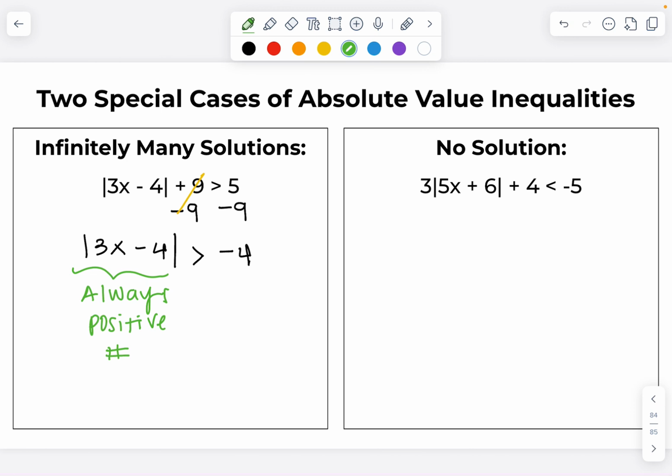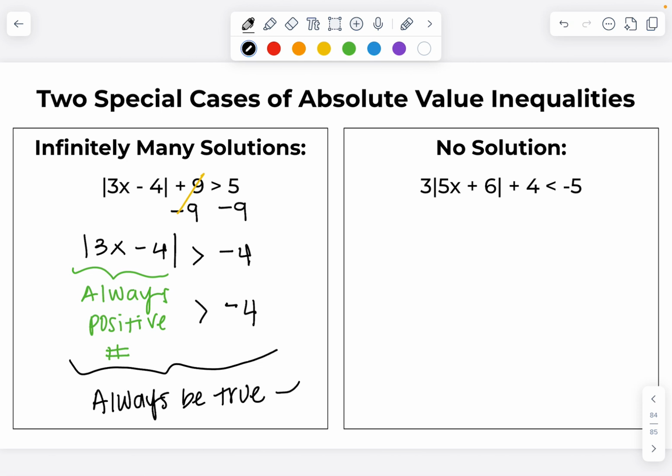number. So any positive number, it doesn't matter what value of x we plug in here, we're going to get a positive number. Any positive number is going to be greater than negative 4. So this statement, always positive number greater than or equal to negative 4, this will always be true. So that means we have infinitely many solutions.